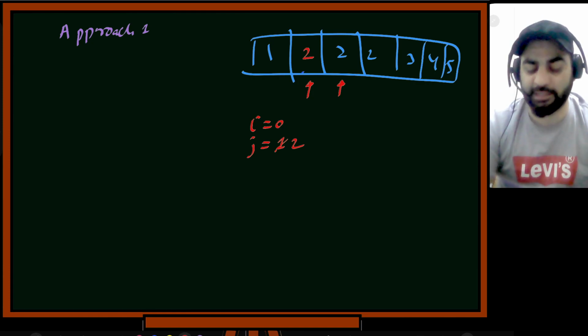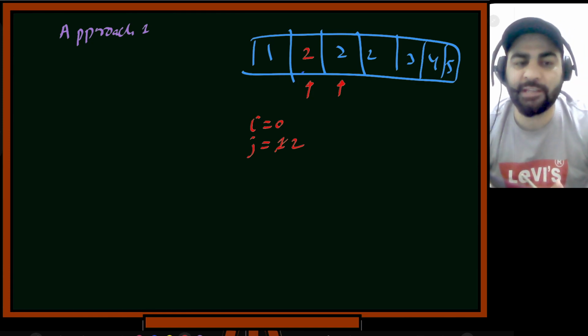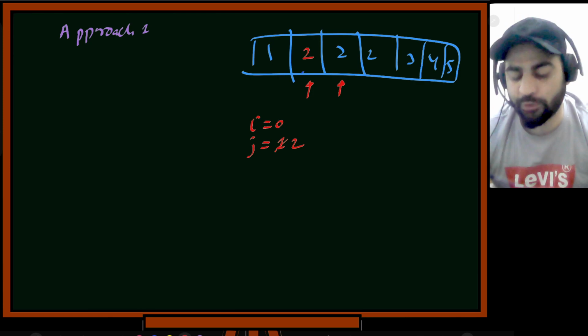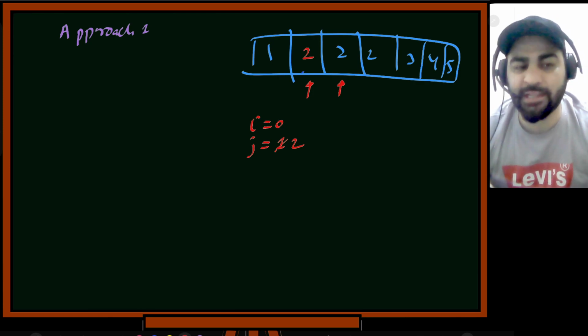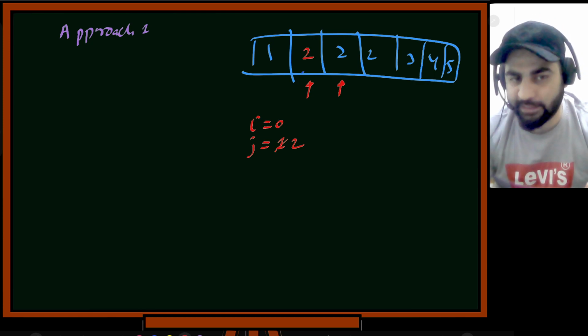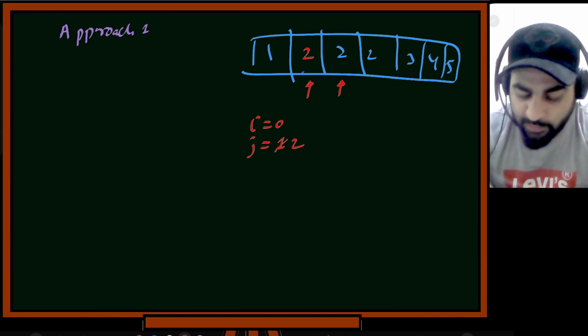So there are two things happening. When is j incrementing? j is incrementing in both cases, whether the element is equal or not equal. But when is i incrementing? i is incremented only if the elements are not equal. So now j is here at 3.